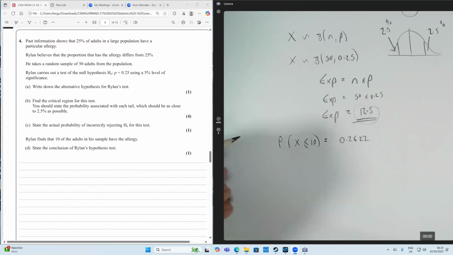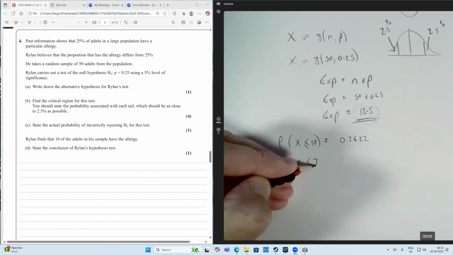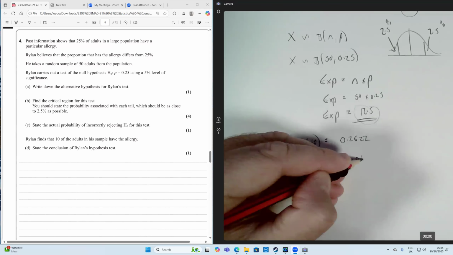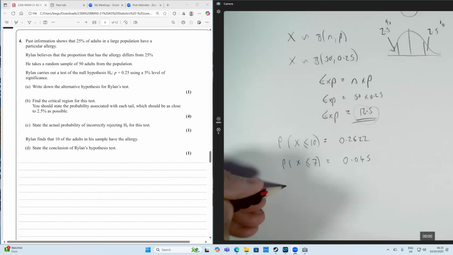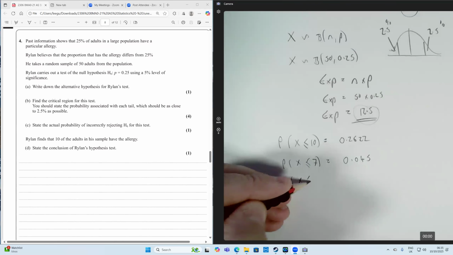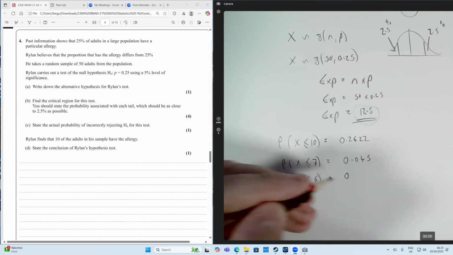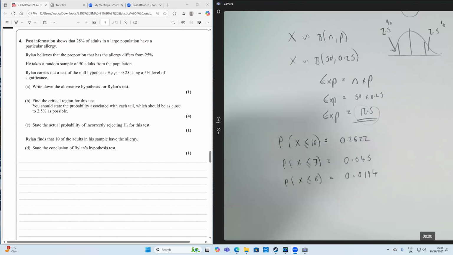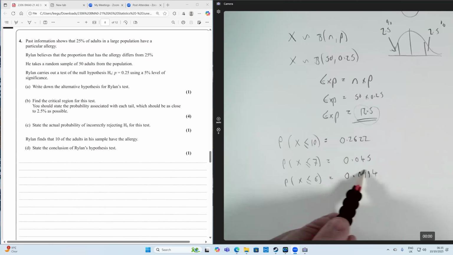Clearly, that's way over what we need. So let's go down and try 7. Probability of X is less than or equal to 7. That turns out to be 0.045. So we're getting closer into the right ballpark now. Still above though. Let's try X is less than or equal to 6. We work this one out, and this is 0.0194. Now, under normal circumstances, we would just go straight ahead and say the critical region must start at 6.